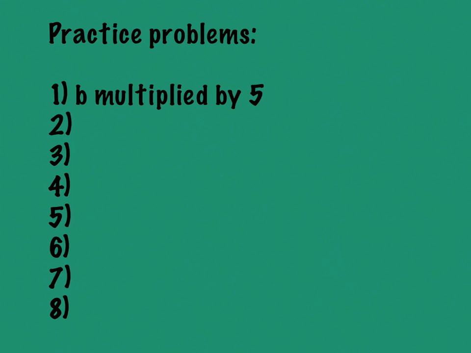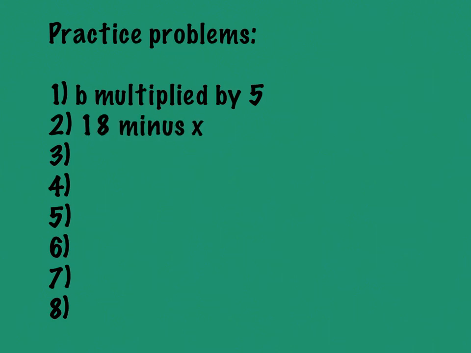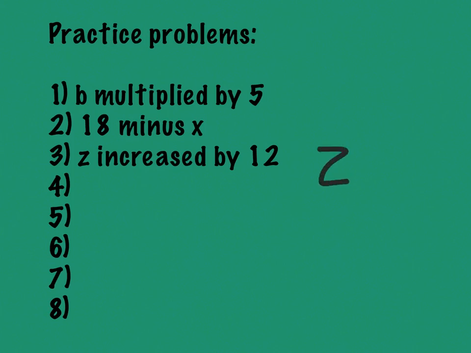So this first one is b multiplied by 5, and we've talked about this in class before, where you could write parentheses around the b and the 5. Or instead of doing that, we can just do 5b. The second one is also pretty easy. It's just 18 minus x, and the word minus means to subtract, so 18 minus x, and that's it. The third one is z increased by 12. To increase something, you're adding to it, so this one is just z increased by 12. You're starting with z and you're increasing it by 12.